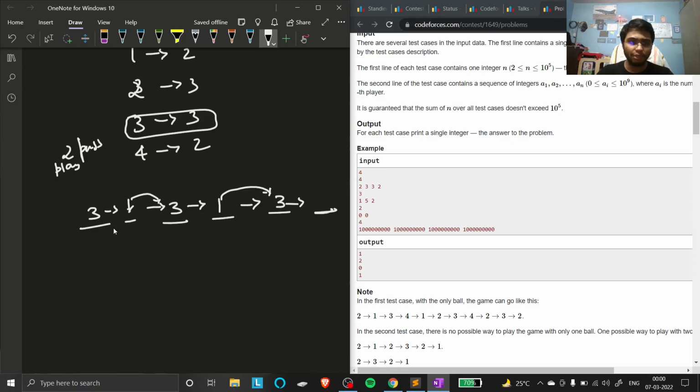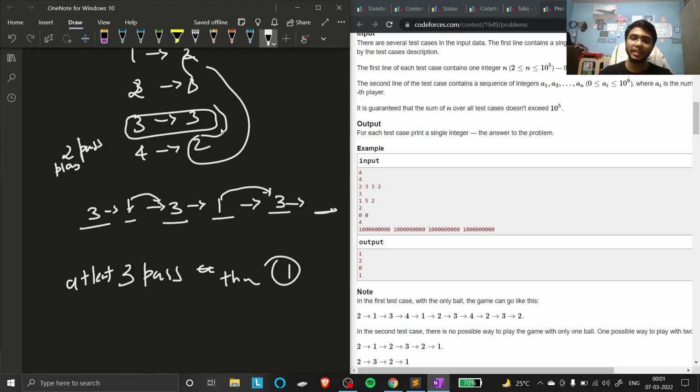So the number of maximum occurrences, like here 3 is the case, so he required at least 3 passes. Then only he can play with one ball. If there is only one ball, and the maximum occurrence of passes is n, then he requires at least n or more than n passes. Fine, the total number of players who are passing should be greater than or equal to the maximum passes involved.